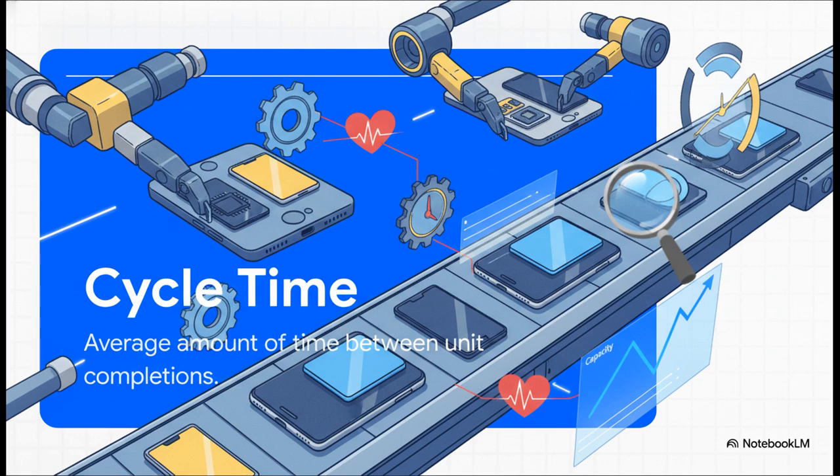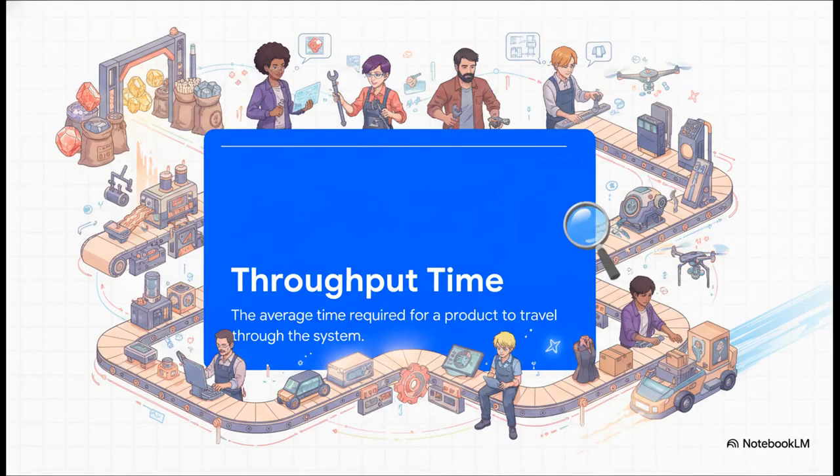Think of it like the heartbeat of your production line. If a new smartphone rolls off an assembly line every 2 minutes, well, your cycle time is 2 minutes. It doesn't actually tell you how long it took to build that specific phone from scratch, it just tells you how frequently finished products are being completed. Strategically, this is absolutely vital because cycle time dictates your maximum theoretical capacity. It sets the pace for your customer commitments and defines exactly how many units you can promise to deliver in any given shift.